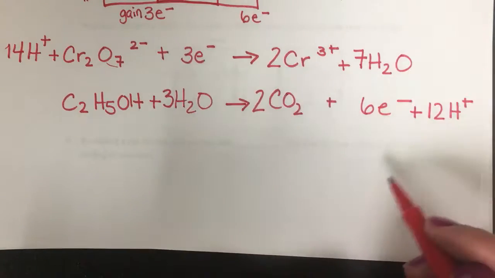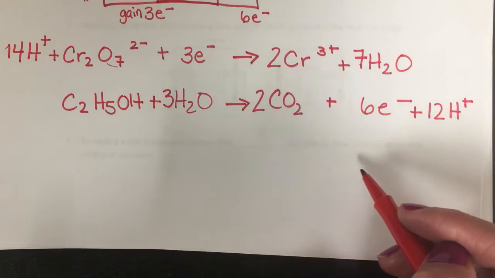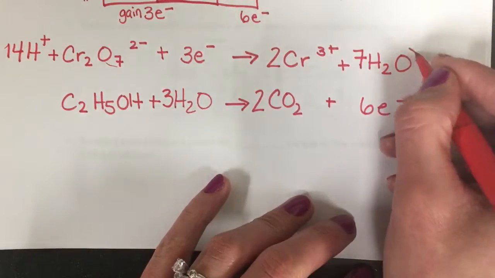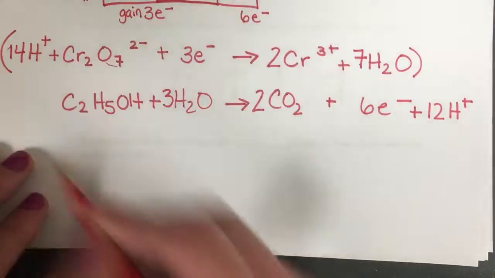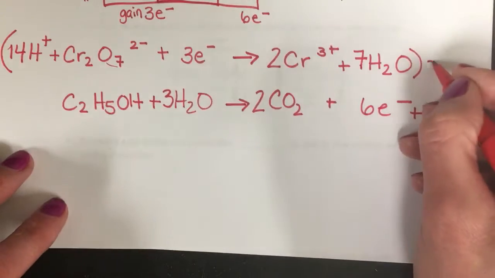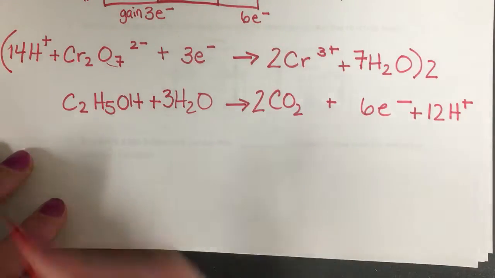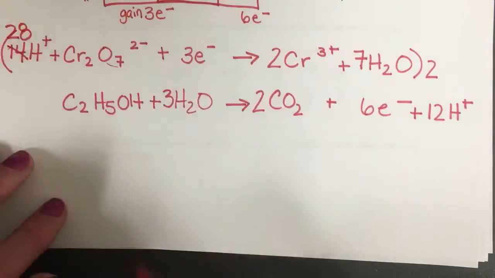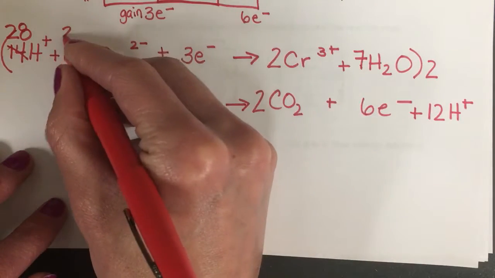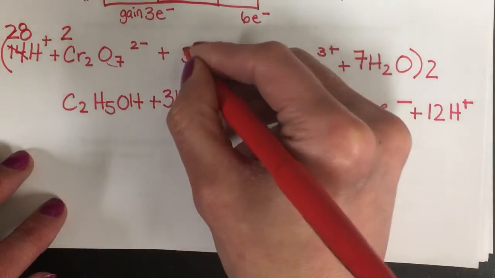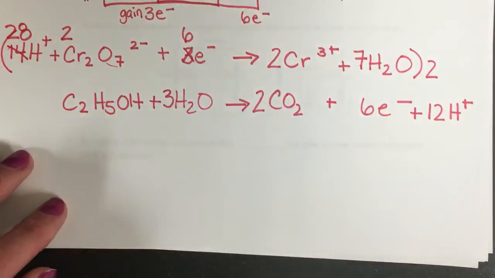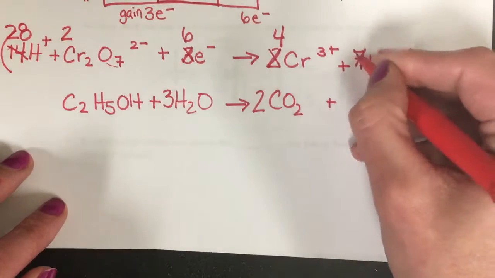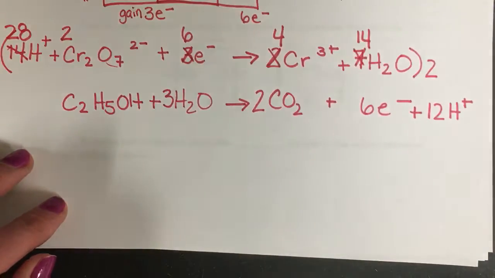Now, I need to keep track of electrons. 6 here, 3 there. I need to multiply all of this by 2. So instead of 14, I'll have 28. I'll have 2 here, 6 here, 4 there, 14 here.